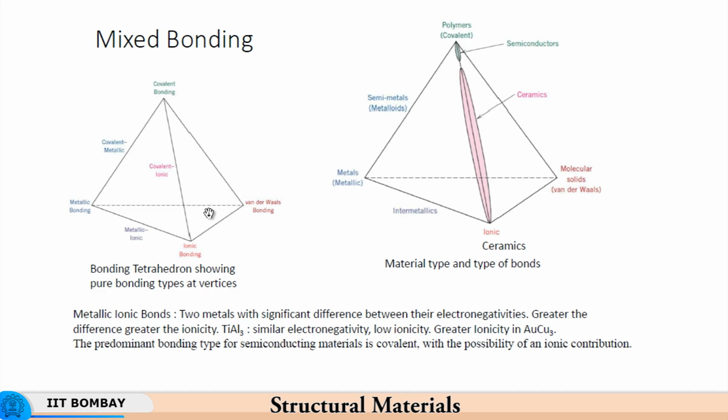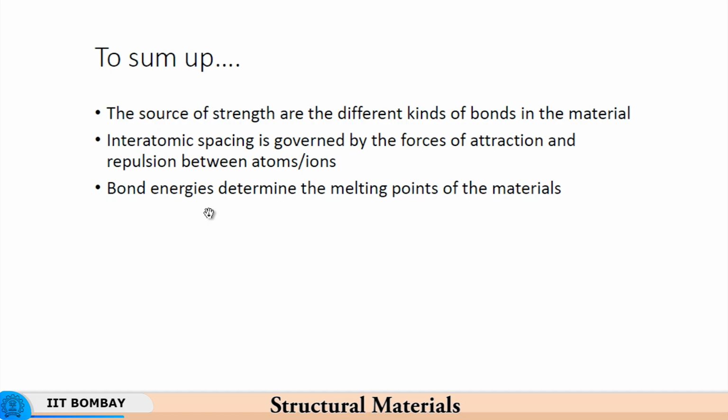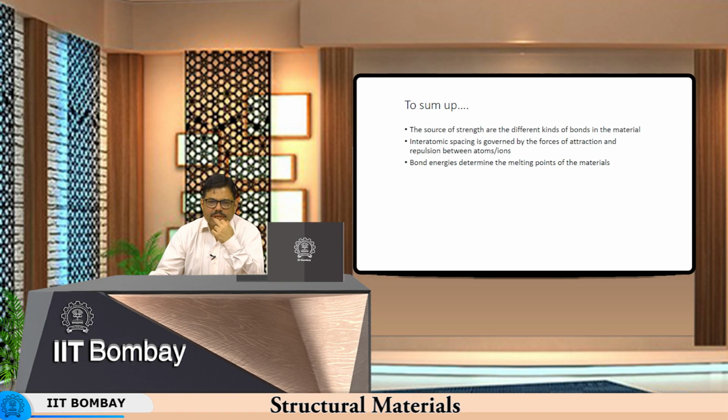So the degree of ionicity changes along this line over here between ceramics and polymers, and then you have ceramics and semiconductors having some amount of covalency, some amount of ionicity. So to sum up, the source of strength is the different kinds of bonds in the material. The source of strength comes from the interatomic bonding. This interatomic bonding keeps these atoms together as a single aggregate.